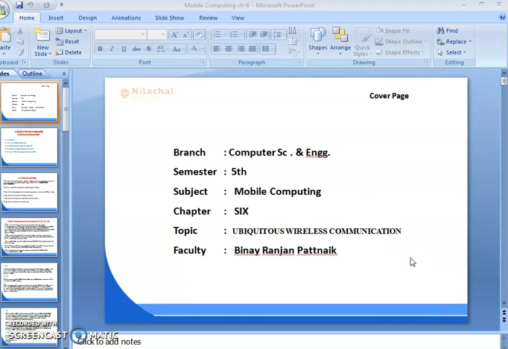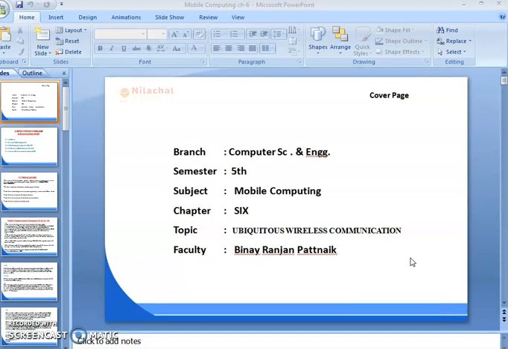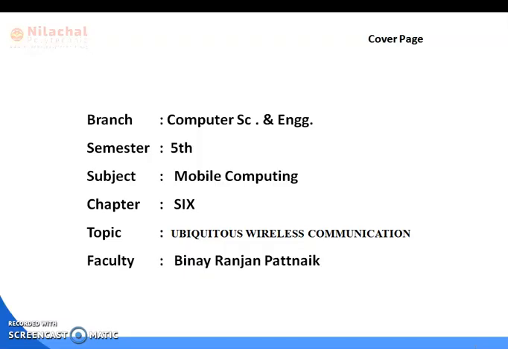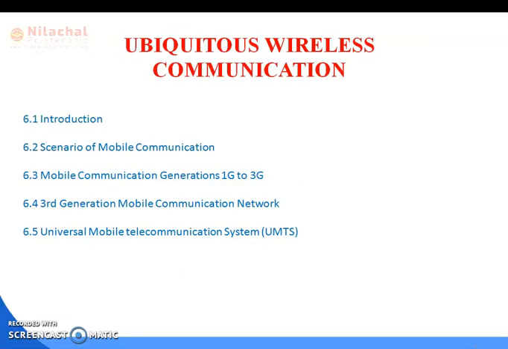Today I am going to discuss chapter number 6, Ubiquitous Wireless Communication, of Mobile Computing. In this chapter, we are going to discuss the following topics. First is the introduction, scenarios of mobile computing communication, mobile communication generations, first generation to third generation, and third generation mobile communication network, Universal Mobile Telecommunication System, UMTS.